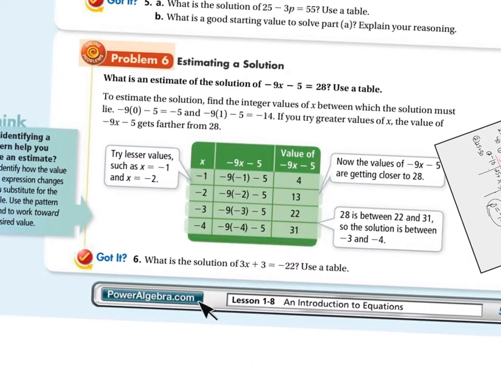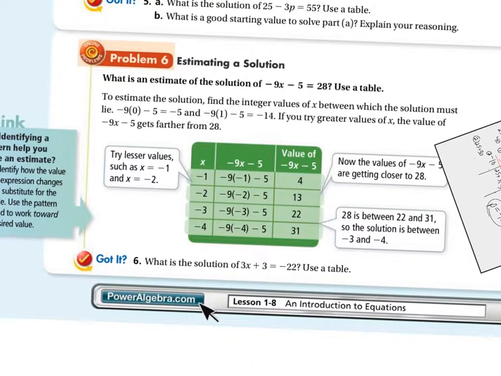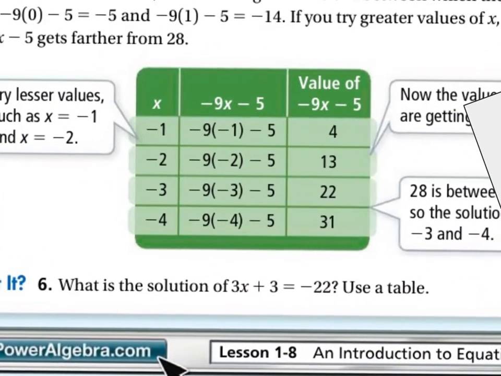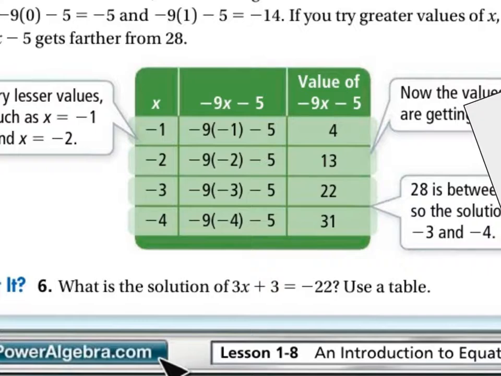And if we look at problem 6, it talks about estimating a solution. What is an estimate of the solution? -9x minus 5 equals 28. And once again, it says use a table. So it is asking for an estimate. Usually, if they're saying use an estimate and use a table, it probably means it's not going to come out exactly as a whole number or integer answer. So they did the same thing here. They did a table. They tried -1 and they worked that out.